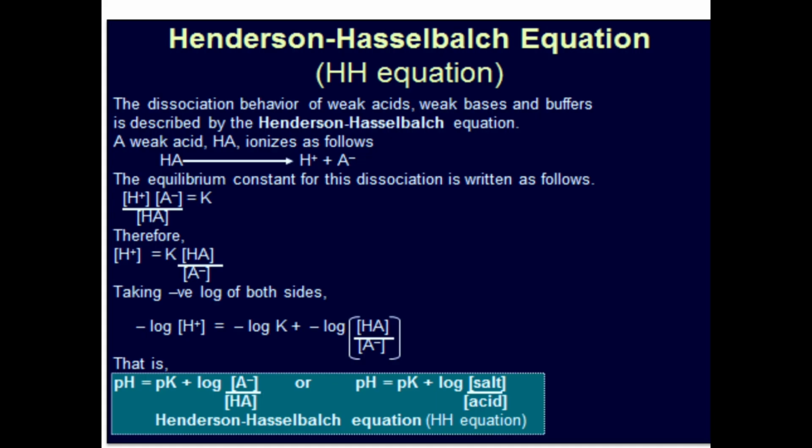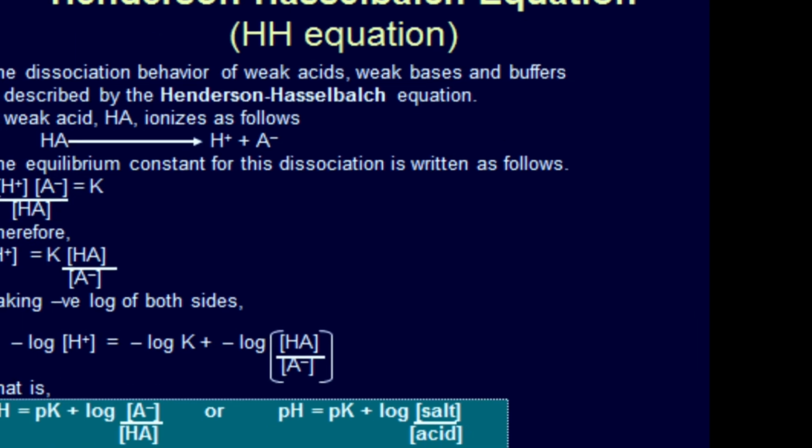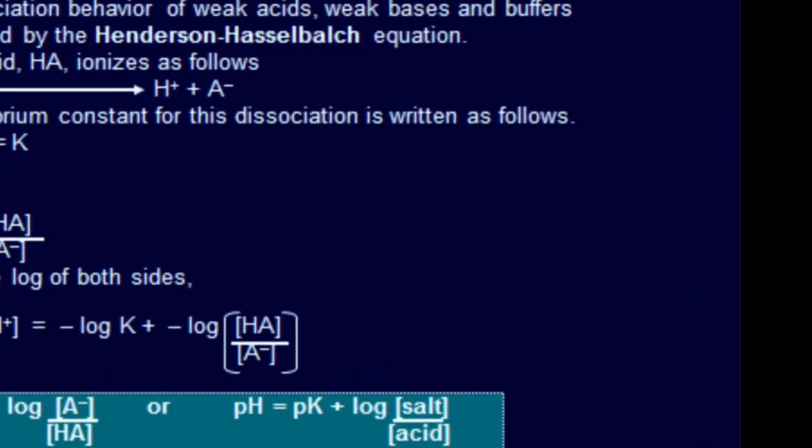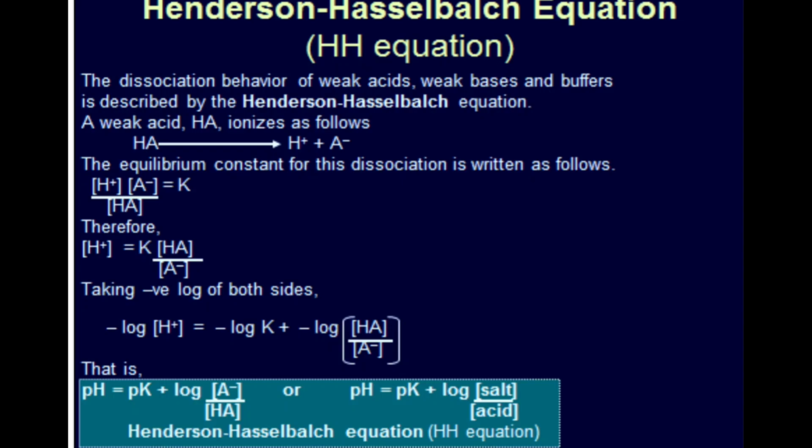There is one H and H equation, the Henderson-Hasselbalch equation. You need not write the derivation of the H and H equation, but you should remember it. The dissociation behavior of weak acids and weak bases is represented by the H and H equation. A weak acid ionizes to give H plus and A minus.